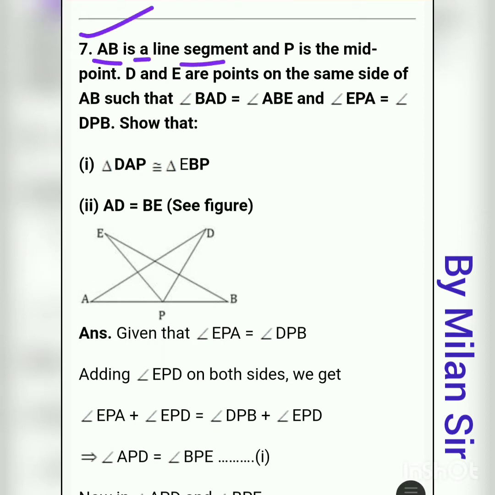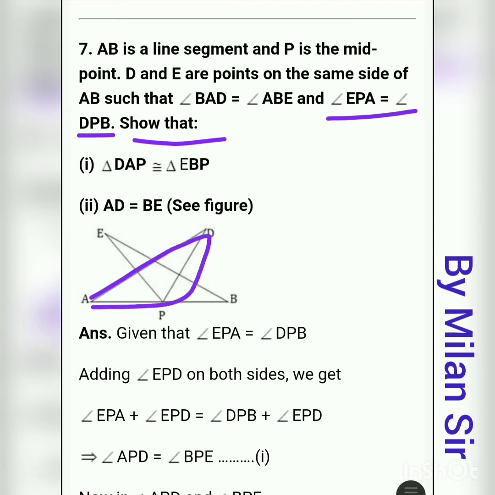AB is a line segment and P is the midpoint. D and E are points on the same side of AB such that angle BAD is equal to angle ABE, and angle EPA is equal to angle DPB. Show that triangle DAP and EBP are both congruent.